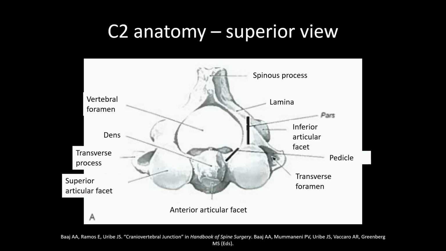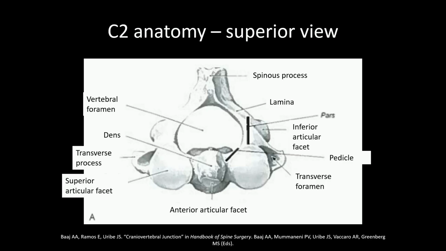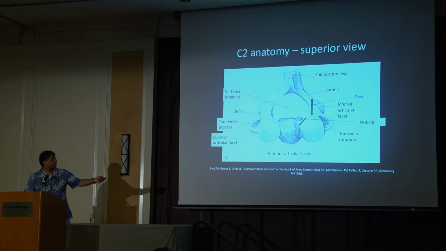And then you want to know, are you going to put in a C2 pars screw or a C2 pedicle screw? Those are not the same. Anatomically, they are different. The pars screw connects the superior and inferior articulating process and is that black line that's vertical up and down. The pedicle connects the vertebral body to the superior articulating process. So that's this more angled line here. So those two screws are not the same.